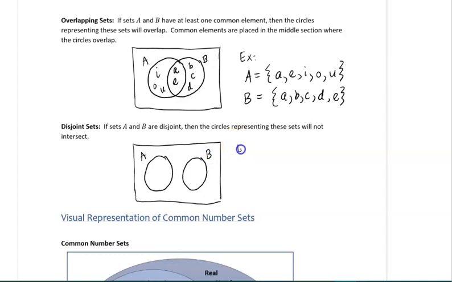We saw examples of disjoint sets earlier, but one example that we looked at is, let's say that we have some odd values and then some even values. So that would be what that Venn diagram would look like, and that's how that is representing disjoint sets.